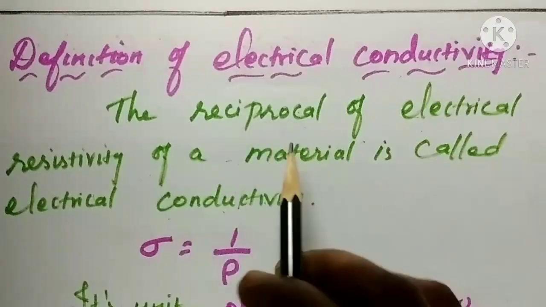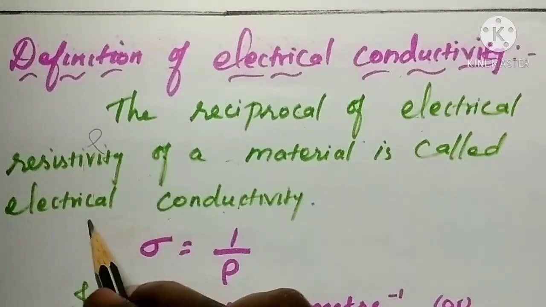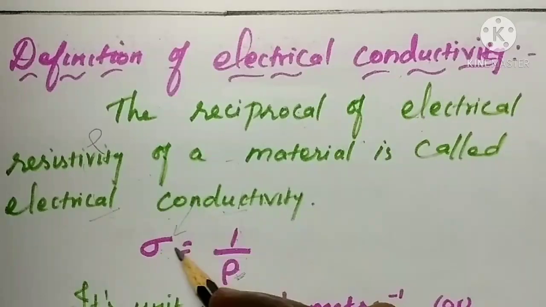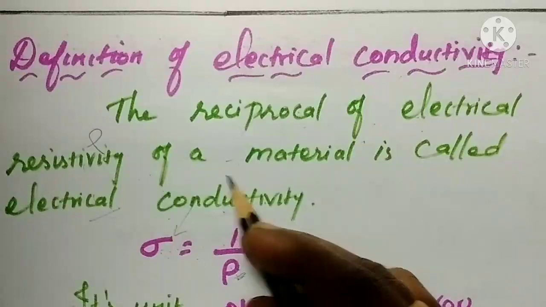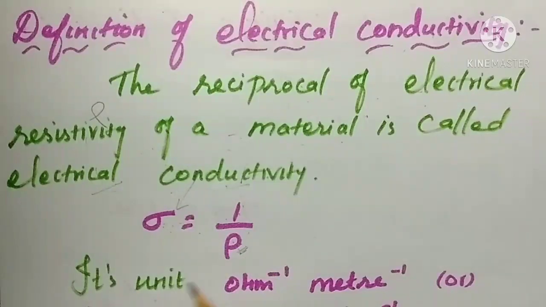Do you remember what letter we denoted the electrical resistivity by? Electrical resistivity is denoted by rho, isn't it? Here electrical conductivity is represented by sigma. Sigma is equal to 1 by rho, the reciprocal of electrical resistivity. The reciprocal of electrical resistivity of a material is called the electrical conductivity. Sigma is equal to 1 by rho, and its unit is ohm power minus 1 meter power minus 1.